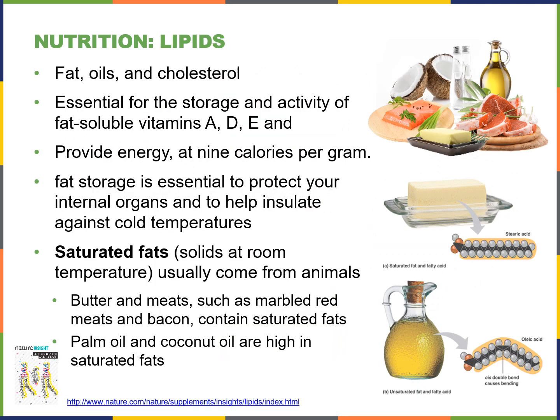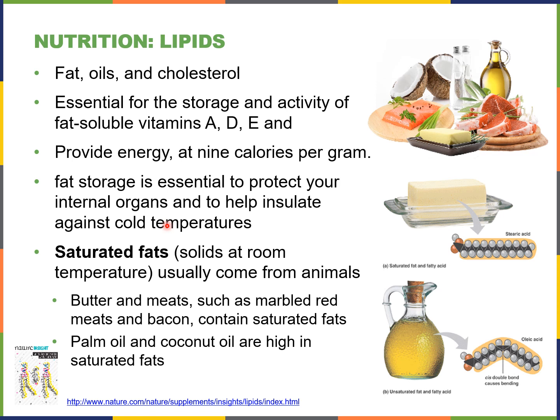Okay, last for our macronutrients, we have our fats, which is our lipids. This is fats, oils, cholesterol. This is essential for storage and activity of fat-soluble vitamins like A, D, E. And again, it's providing energy at 9 calories per gram. It's essential to protect all of our internal organs. It helps us insulate against cold temperatures as well.